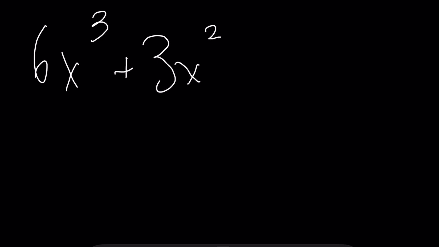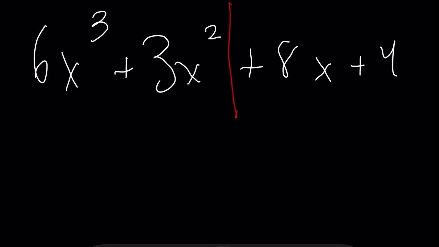So our first question will be the following. 6x cubed plus 3x squared plus 8x plus 4. So when we're doing factor by grouping, we want to imagine that there's like a border here, something that's sectioning this off into group 1 and group 2. So we're going to do something like how we did the previous video, just with a shorter amount of terms.